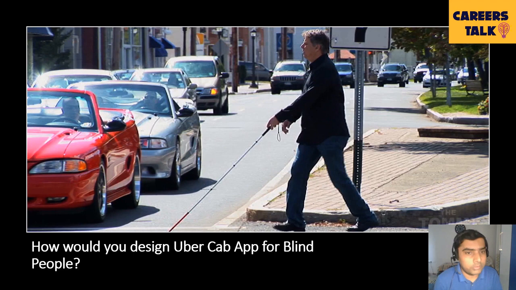But what about blind people? How are they going to do it? The question always comes up: how will they select the pickup location and the destination? These are all points we are going to discuss in this session. Okay, let's move to the next slide.